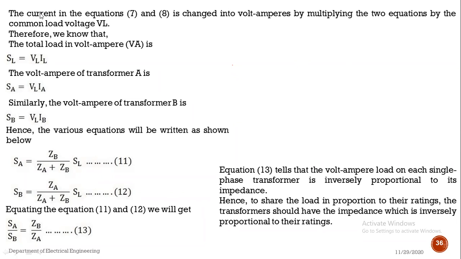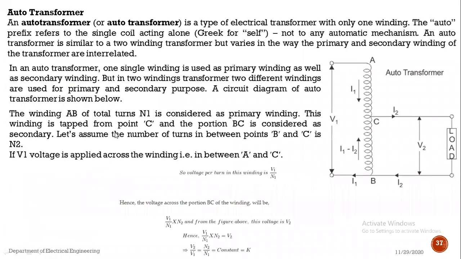Yes, sir. Okay, now we will start the next point, that is auto transformer. Okay, so auto transformer, we will start that point. Auto transformer is nothing but one type of electrical transformer. First of all, we will discuss what is auto transformer. So auto transformer is an electrical transformer having only one winding. Okay, so only one winding.